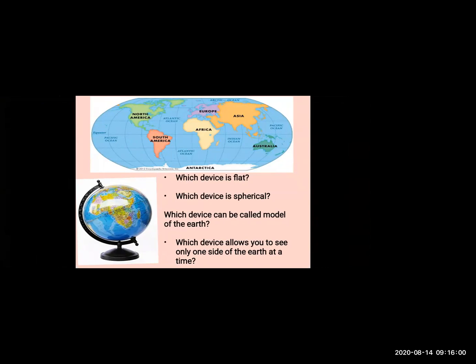Okay, sir. Second question, which device is spherical? Which device looks in a rounded shape? The answer to this question is a globe. We can see the globe in a rounded or spherical shape. Next question is, which device can be called a model of the earth? Means, which device looks like the earth?